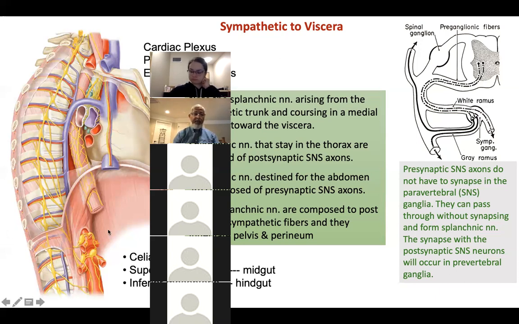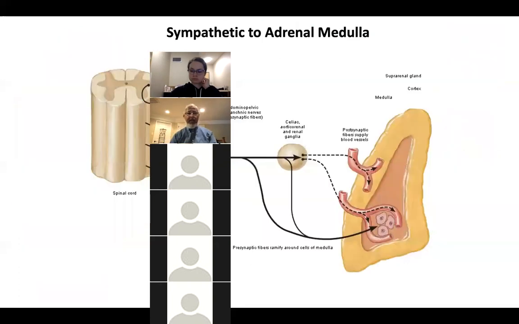Now, I'm not sure if you are familiar with the branches. There are three main branches that supply the organs of the abdomen and pelvis: the celiac trunk, superior mesenteric, and inferior mesenteric. Three arteries, and their ganglia are named according to the arteries. The ganglia close to the celiac trunk are called celiac ganglia, the superior mesenteric ganglia are related to the superior mesenteric artery, and this one is the inferior mesenteric ganglia. The ganglia are named according to the blood vessels they run with.